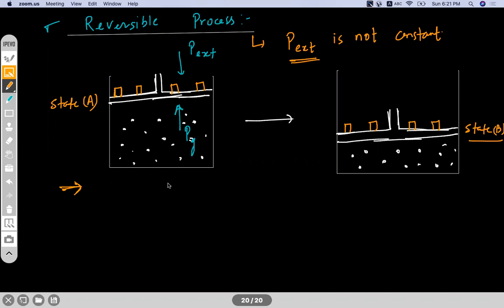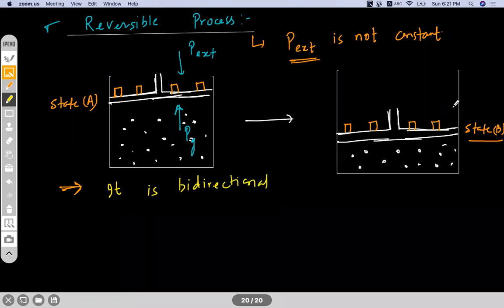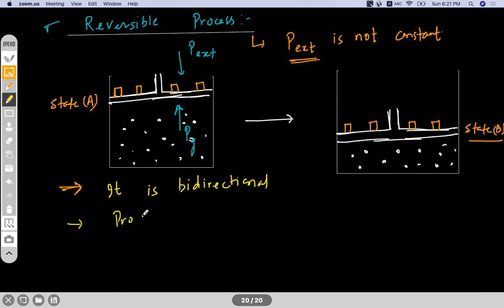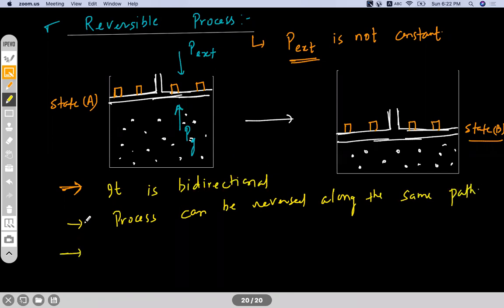Write down, it is bidirectional. Means both ways it can move, right? You remove the stone, you'll get this, right? It is bidirectional. This process can be reversed. Process can be reversed along the same path. Along the same path.